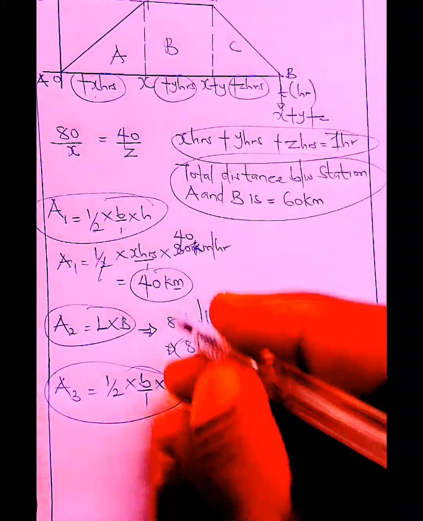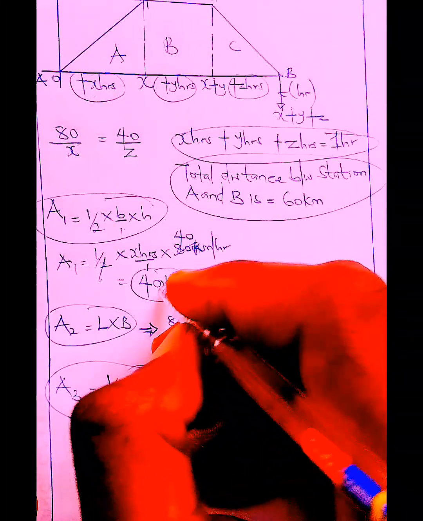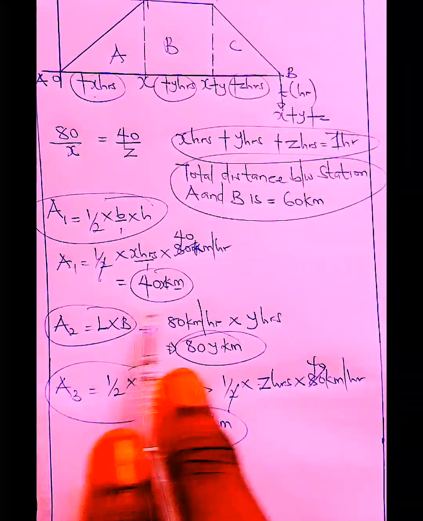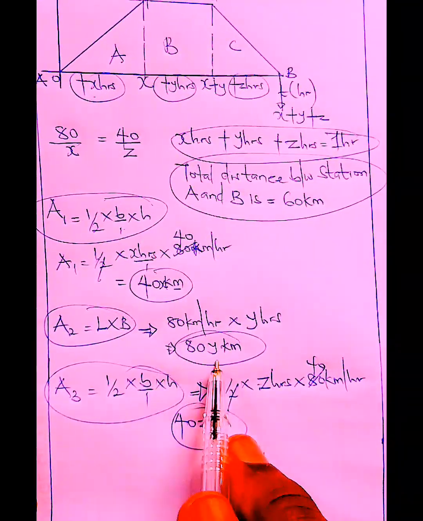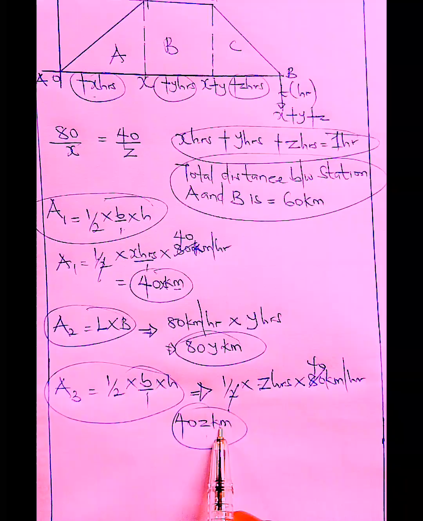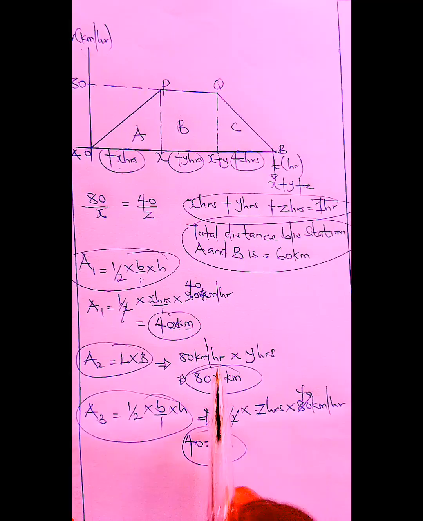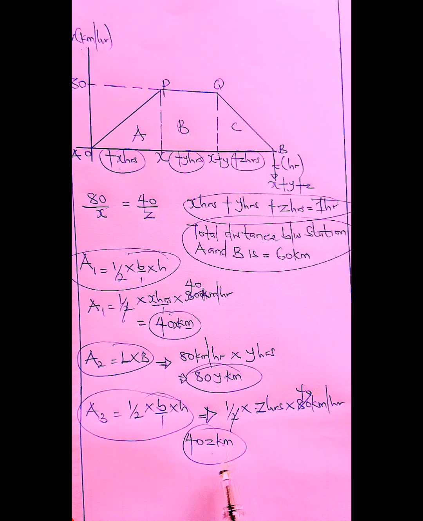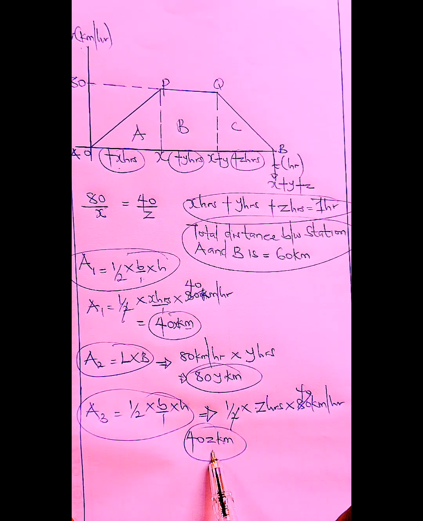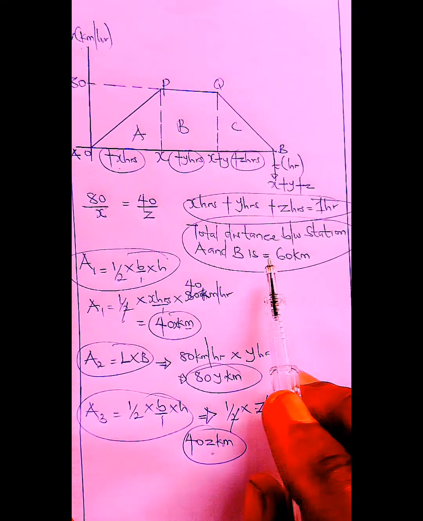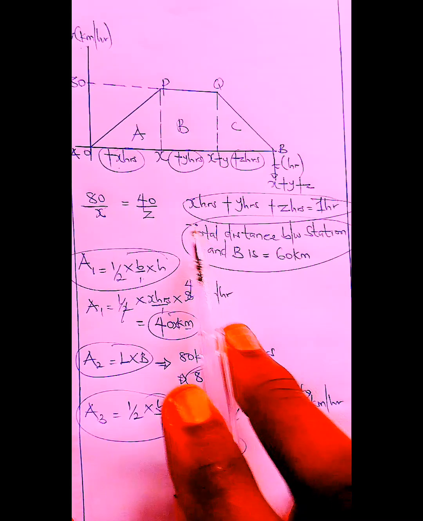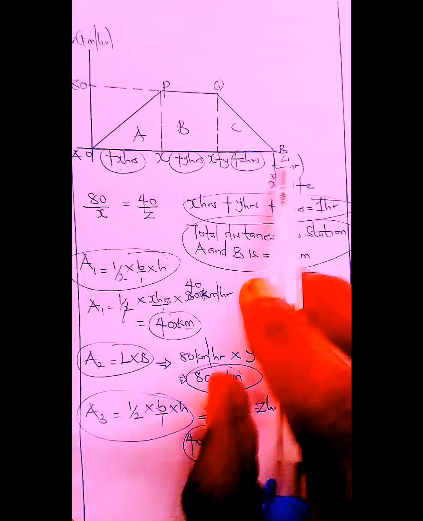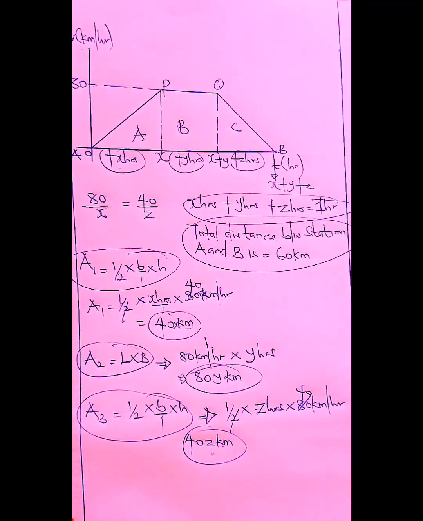So we have all the distances. For the very first, this 40x kilometer. Second, 80y kilometer. And the very last, 40z kilometer. By the time we add 40x kilometer, 80y kilometer, and 40z kilometer, you're going to get the 60 kilometer that the train covered between station A and station B. As simple as that. So let's sum them all up.